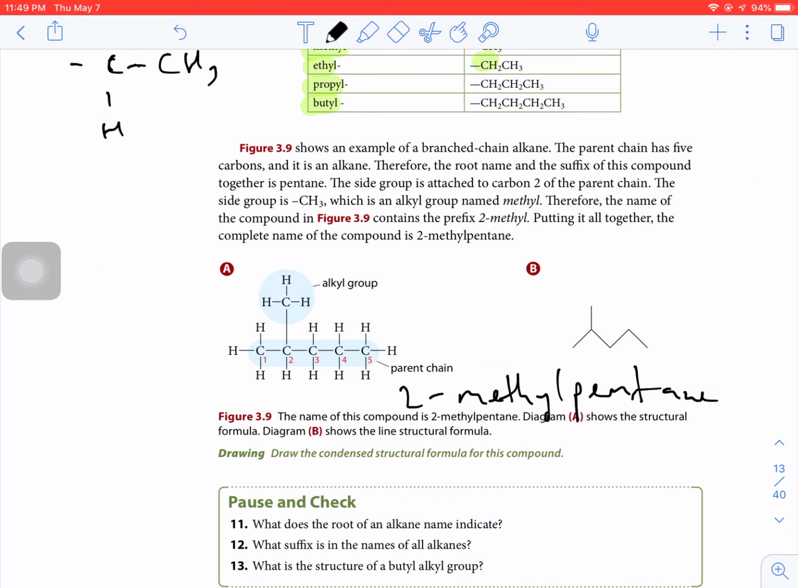So the prefix here is my side group, right? And again, you can see here 2-methylpentane. Whenever we switch from numbers to letters, we use a dash, right? So 2-methylpentane, and methylpentane is one word because it's one molecule. So let's scroll down here a little further.